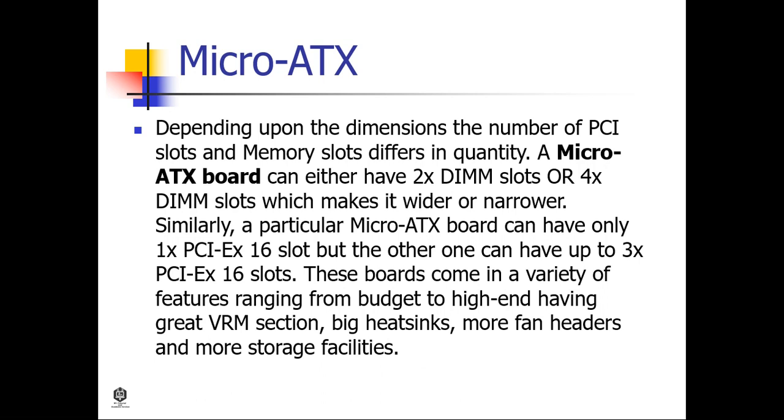As for the features of Micro-ATX, depending upon the dimensions, the number of PCI slots and memory slots differs in quantity. A Micro-ATX board can have either 2 DIMM slots or 4 DIMM slots, which makes it wider or narrower. Similarly, a particular Micro-ATX board can have only 1 PCI-X 16 slot, but another can have up to 3 PCI-X 16 slots. These boards come in a variety of features, ranging from budget to high-end, having great VRM sections, big heatsinks, modern headers, and more storage facilities.